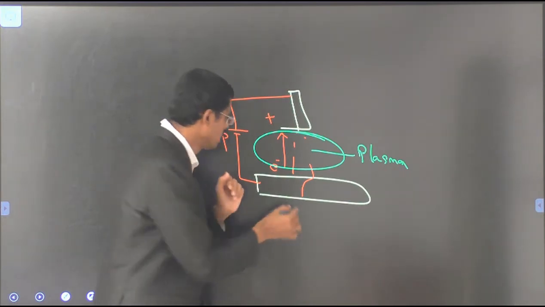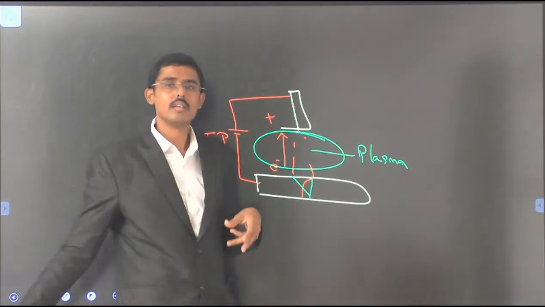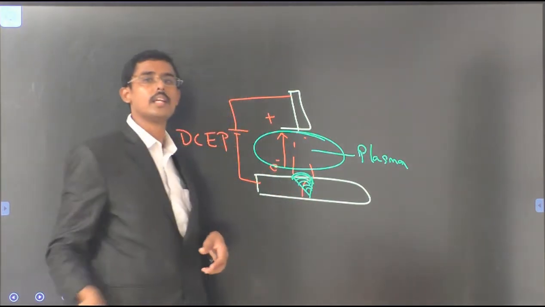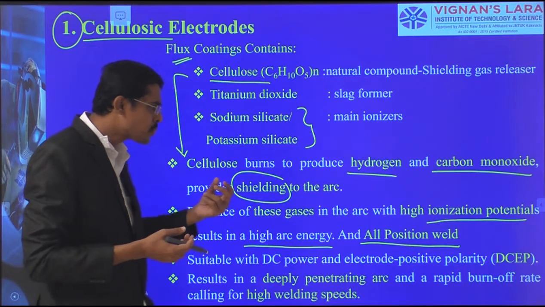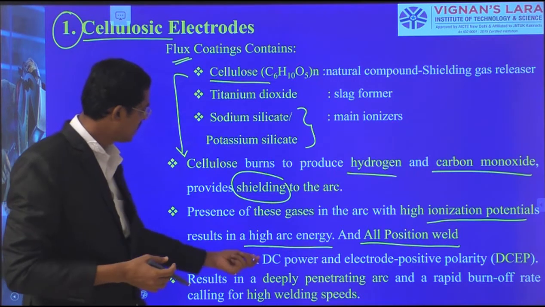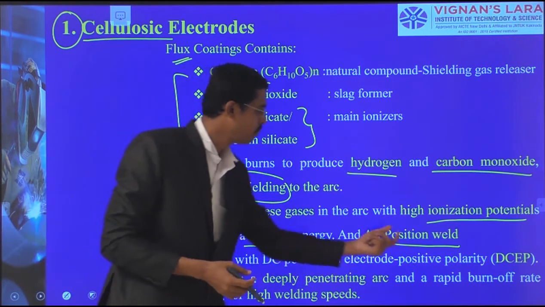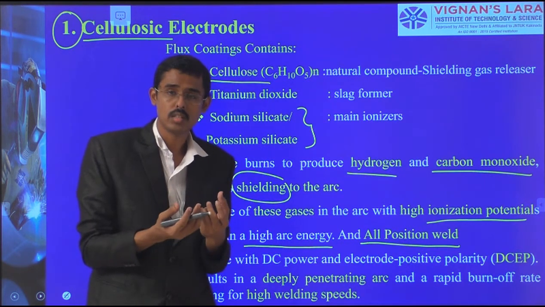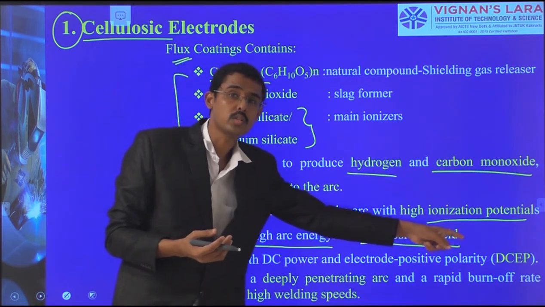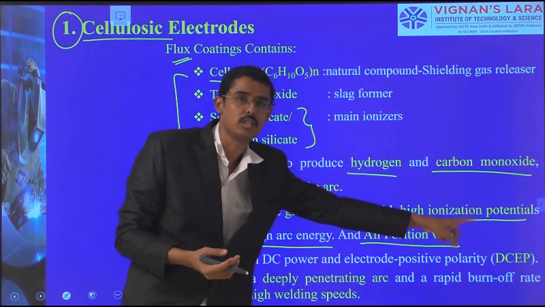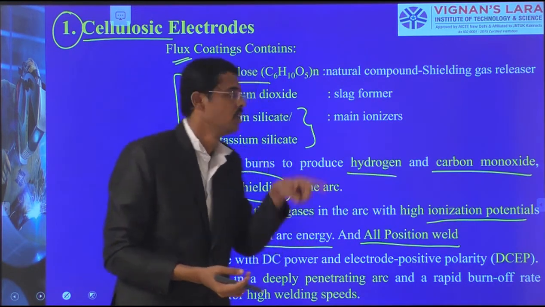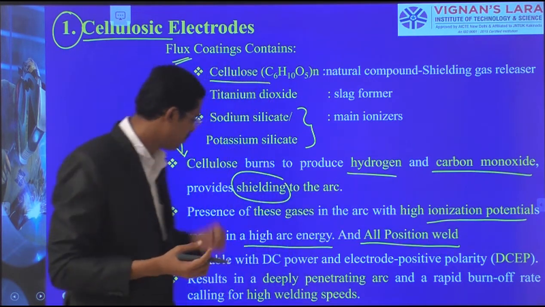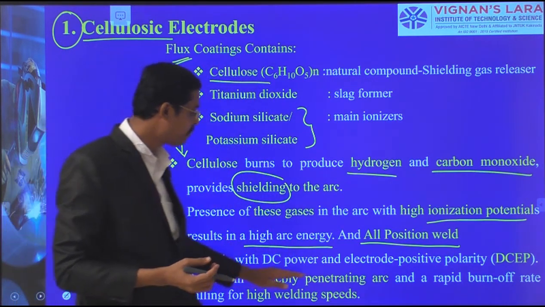This V groove, V gap, can be welded. In specific, it is suitable for direct current electrode positive, which we have just talked about. The SMAW process utilizes DC electrode positive, where the positive receives heat and is melted and deposited. So the cellulose electrode will be helpful for direct current electrode positive. It results in deep penetration.